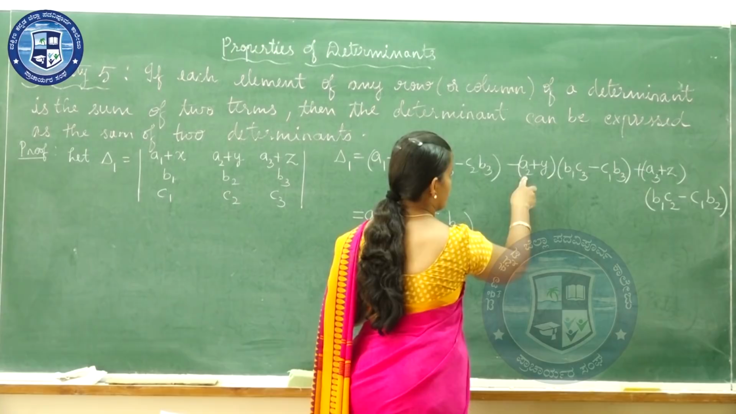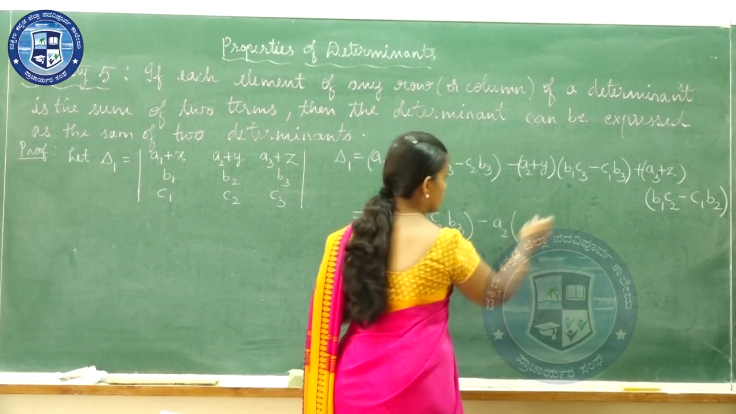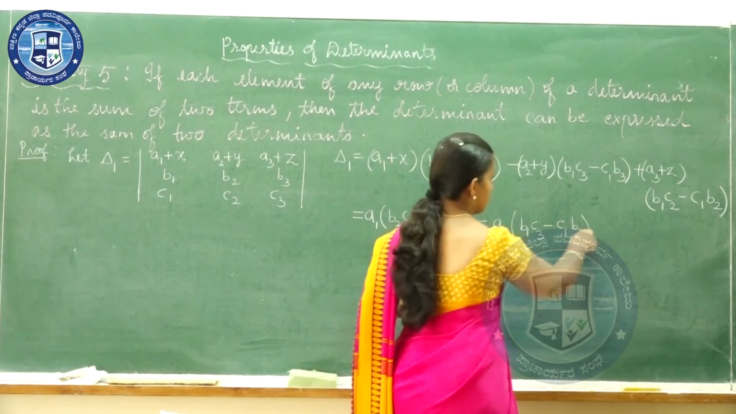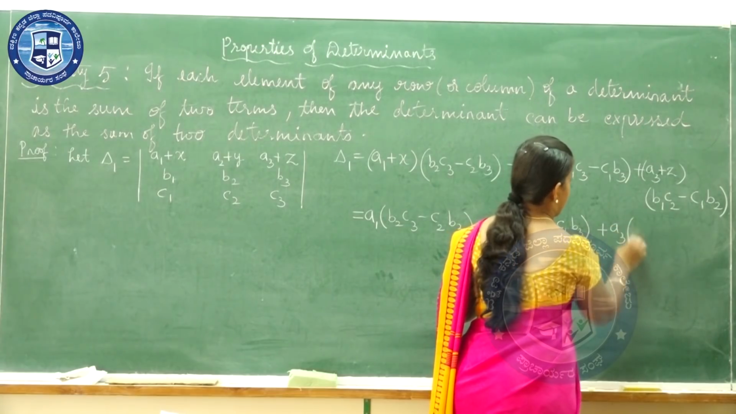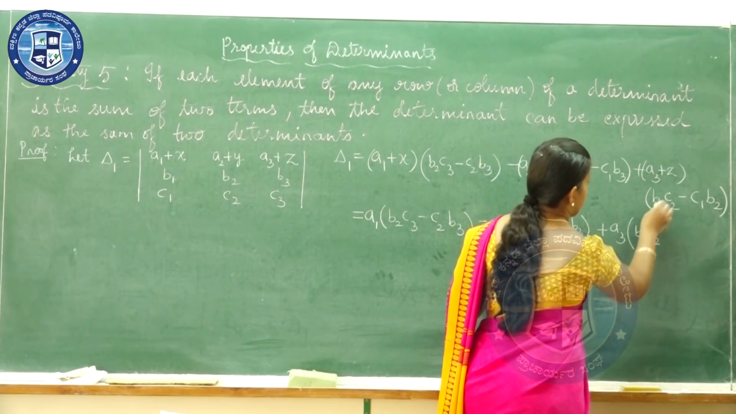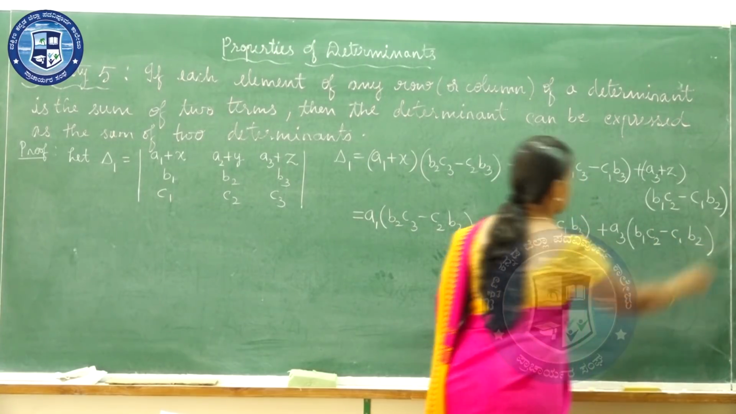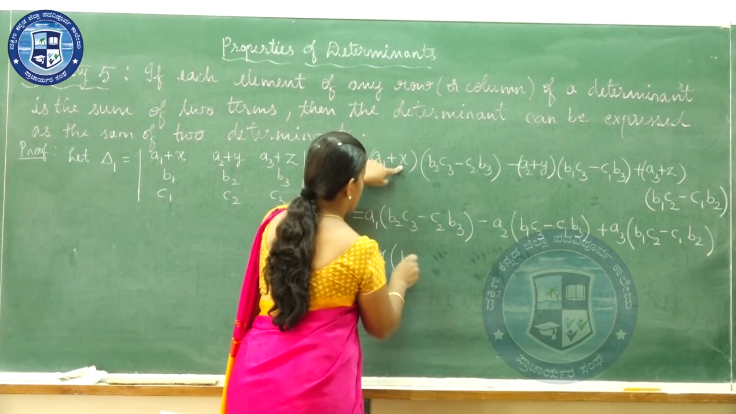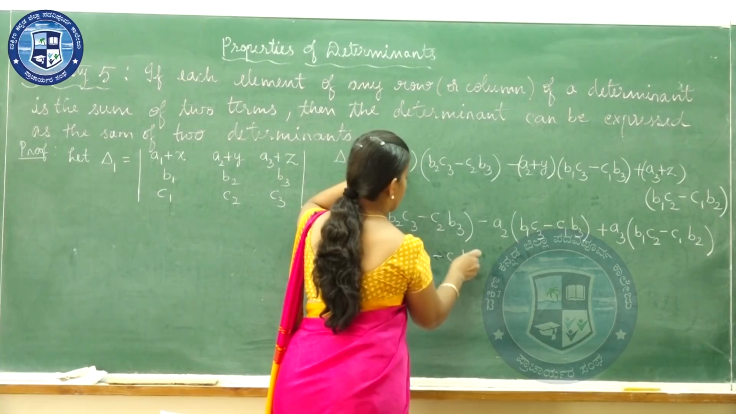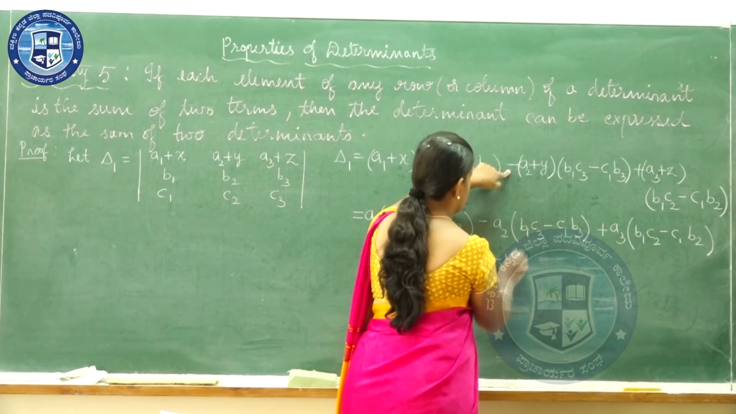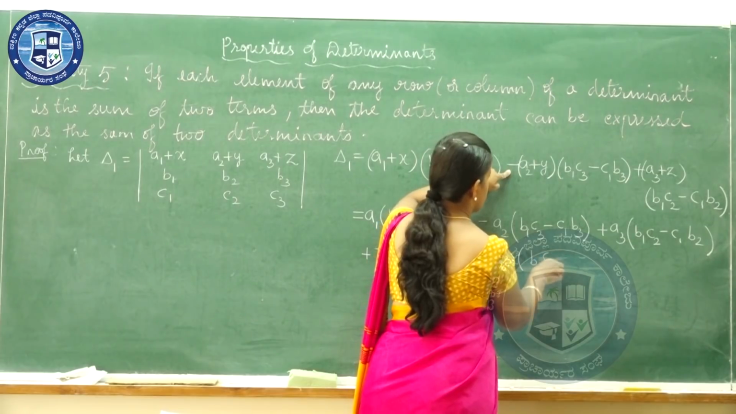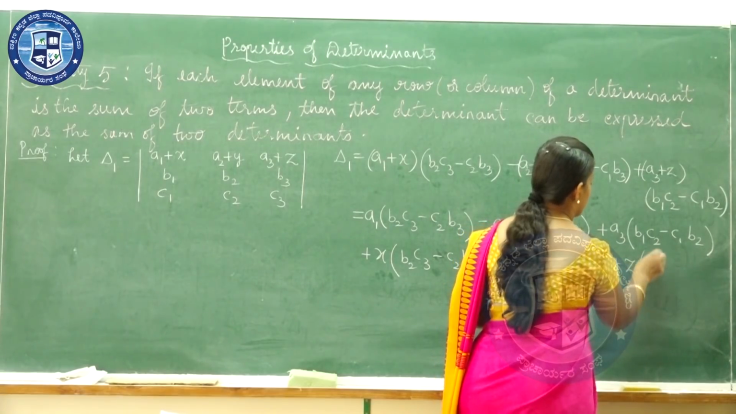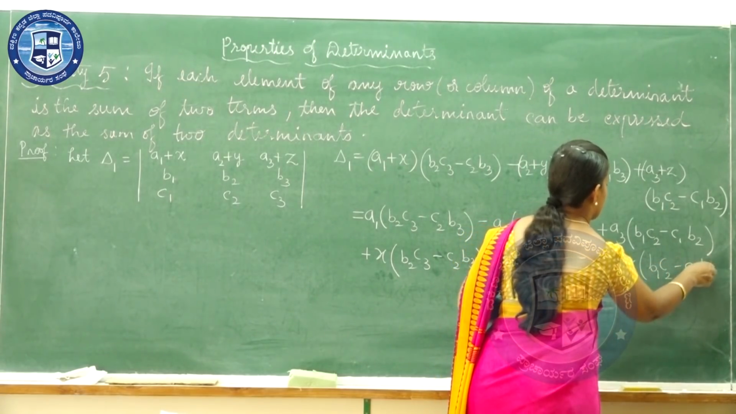I will multiply the a2. So minus a2 into this full thing, b1 c3 minus c1 b3. Then multiply the a3. a3 into b1 c2 minus c1 b2. Now multiply x, y, z. Multiply this x with this full thing, b2 c3 minus c2 b3. Then minus y into b1 c3 minus c1 b3 plus z into b1 c2 minus c1 b2.